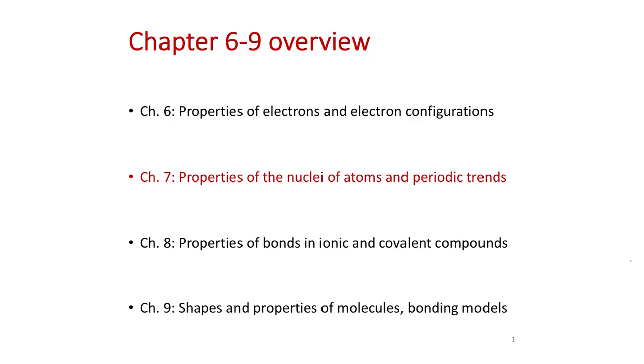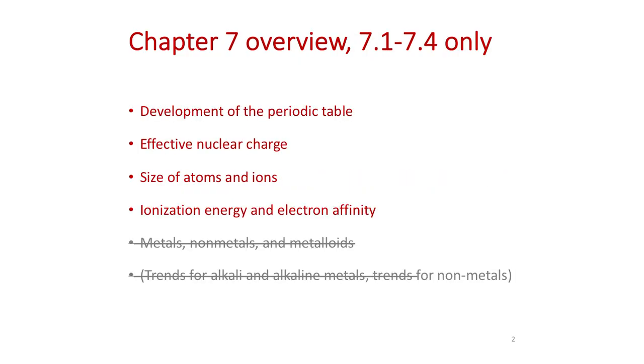And as we continue in chapters 8 and 9, we're going to put it all together in terms of bonding properties, three-dimensional shapes, etc. So what we're going to look at here in chapter 7 is just the first 4 sections of the chapter. So we'll talk a little bit about the development of the periodic table, but mostly about the trends of nuclear charge, what we call effective nuclear charge.